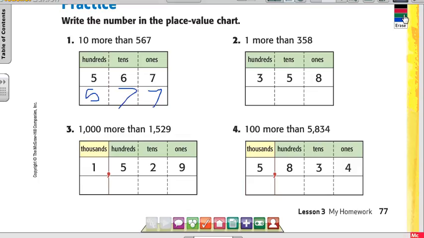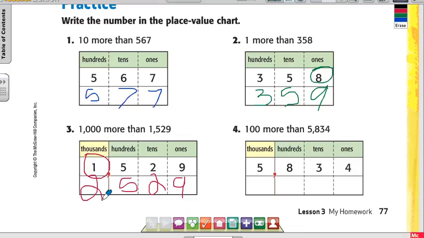Number 2. That says 1 more, right? So what place value is going to change? Ones. So the hundreds stay the same, and the tens stay the same. So I need to add 1 to 8. So what's 1 plus 8? 9. Here it says 1,000 more than 1,529. What place value changes? Thousands. So the hundreds, tens and ones stay the same, and I need to add 1 to 1. So what's 1 plus 1? 2.